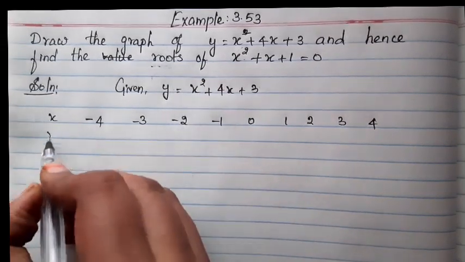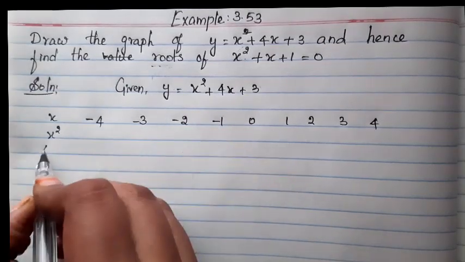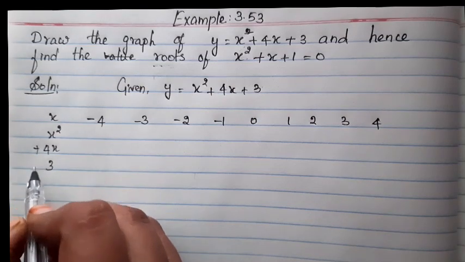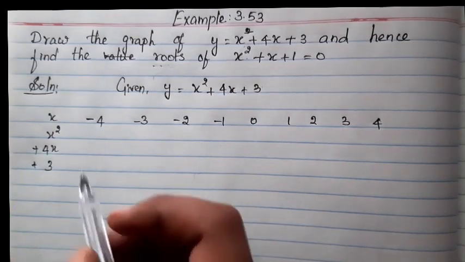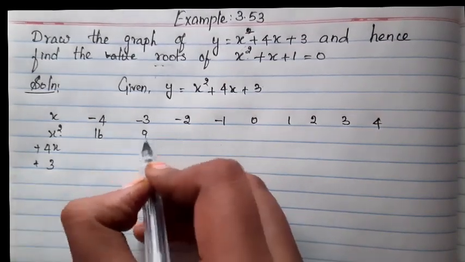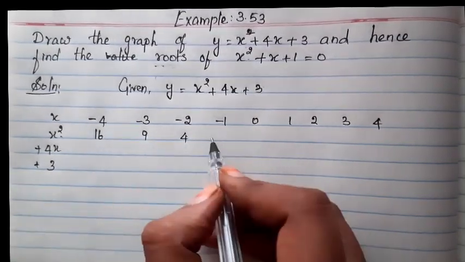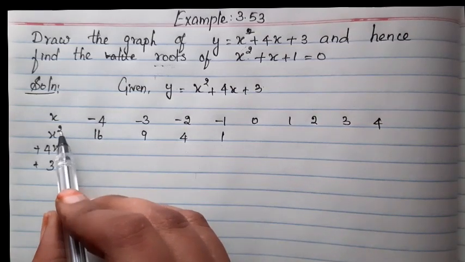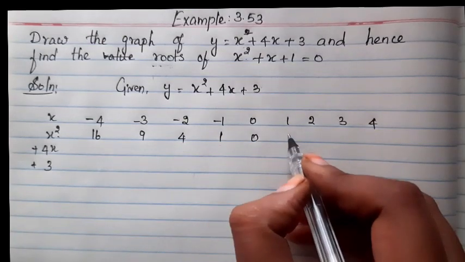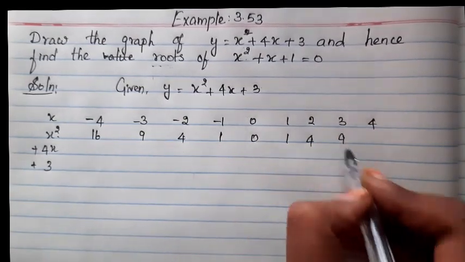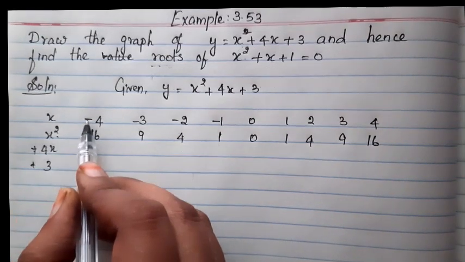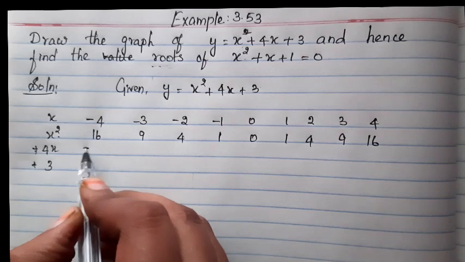We need x square, then 4x, then 3. Otherwise, you can write plus 4x plus 3. Okay. Then x square value, already we have written, just you can write it 16, 9, 4. There won't be any negative value because we have to square these values. If we square, that will get positive. Then plus, this is 0, then 1, 4, 9, 16. Next 4 into x. Here the value is positive, here the value is negative. So you will get the negative sign.